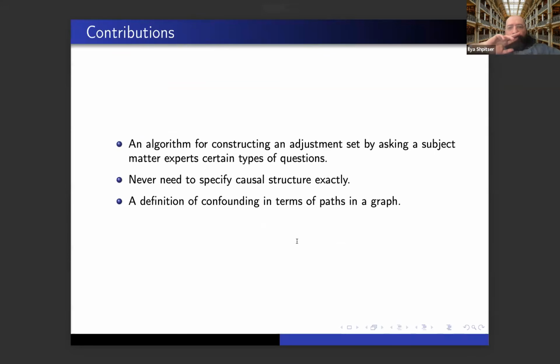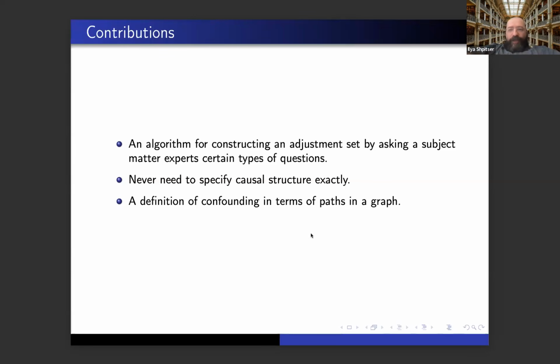Okay, so the contribution here is this interesting algorithm that constructs an adjustment set by asking questions, basically. So it's active learning, I guess, in the language of artificial intelligence, right? Active learning of something about the graph, basically. And so the nice thing is you don't need the structure. And also there is a definition of confounding in terms of paths, which is interesting.